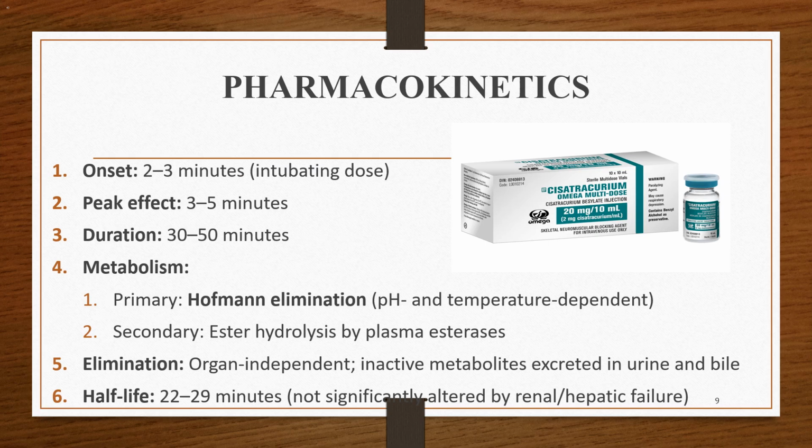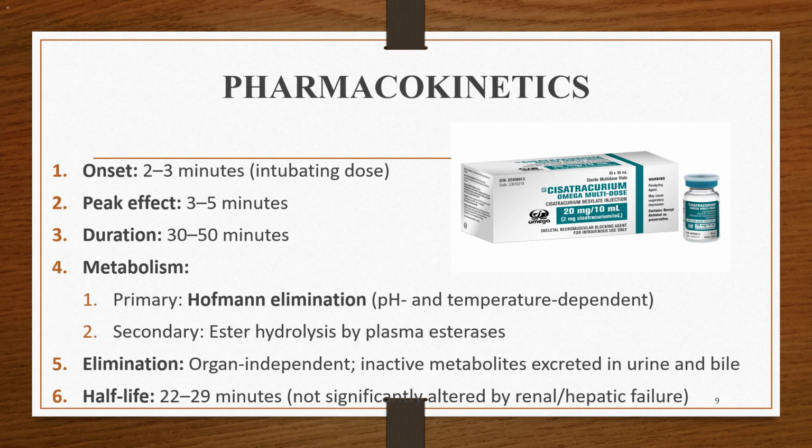Pharmacokinetics of Cisatracurium. 1. Onset. 2 to 3 minutes intubating dose. This is how long it takes for Cisatracurium to start working for intubation. 2. Peak effect. 3 to 5 minutes. This is when Cisatracurium's effect is strongest. 3. Duration. 30 to 50 minutes. This is how long Cisatracurium's muscle relaxation lasts.